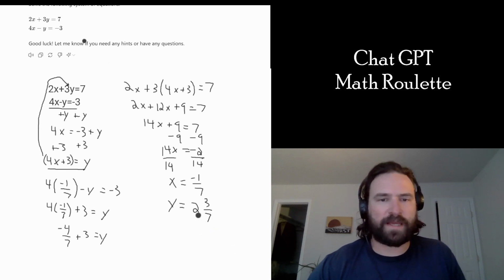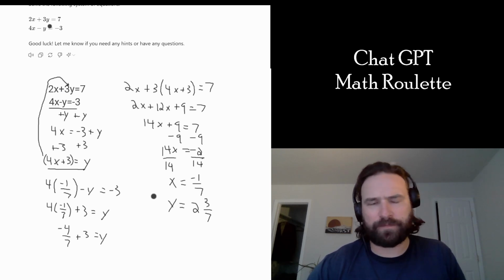If we plug these back in, it should work in both equations. Kind of just proved it with this one, but it should work with the other equation as well. And that's the answer.